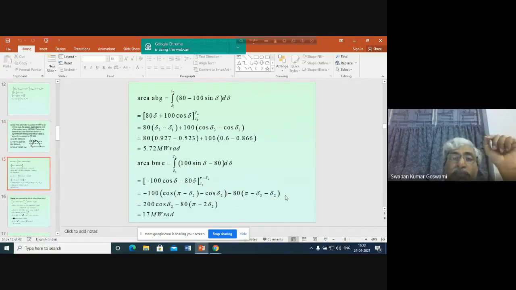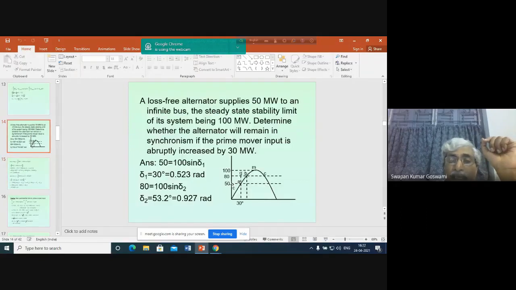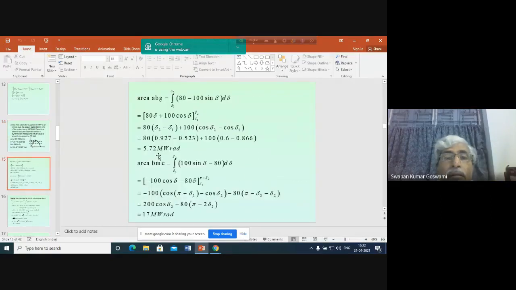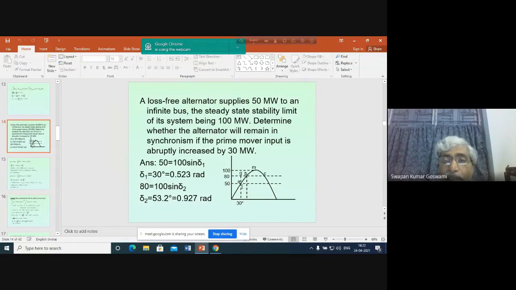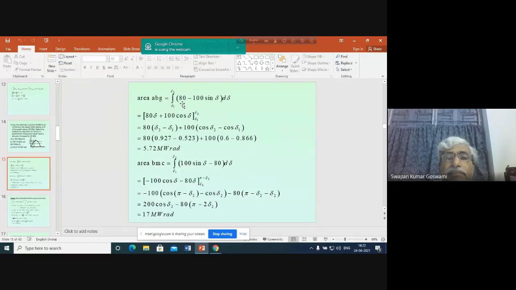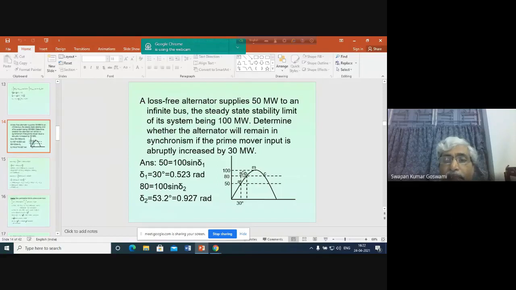Now you calculate this area ABG, or AGBA, whatever it may be. What is this area? You see that here it is 80 minus 100 sine delta. Why 80 minus 100 sine delta? 80 is the input power, minus 100 sine delta, the output power. So integrate, and you will get this area.